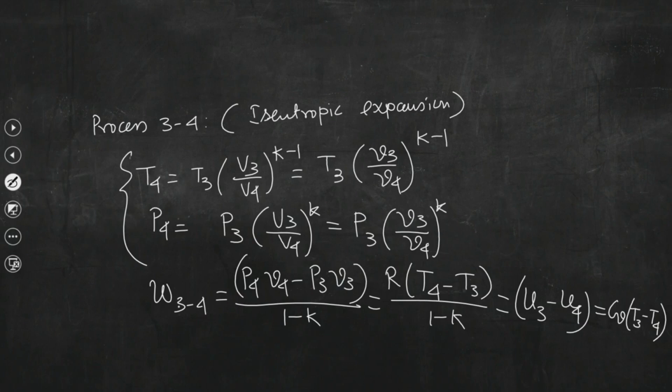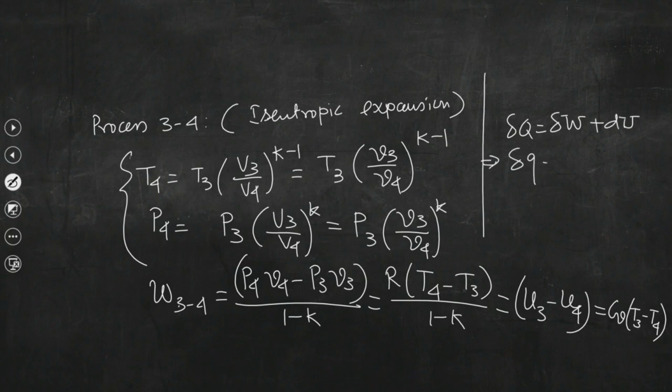So, again we can write del Q equal to del W plus del U. Therefore, del Q equal to del W plus dU. So, this is equal to 0. So, W2 to 3 equal to W3 to 4.